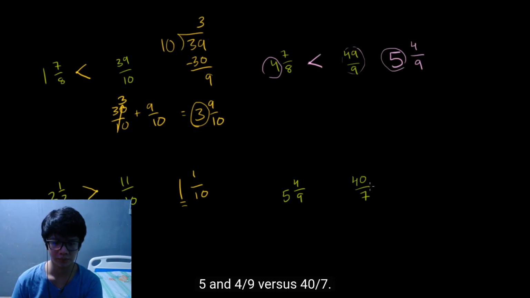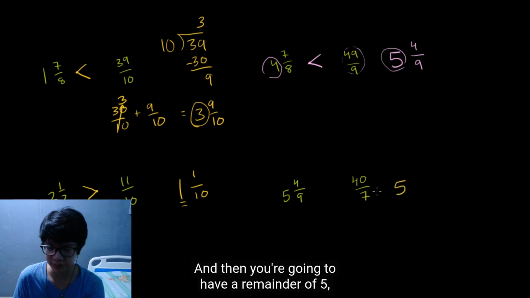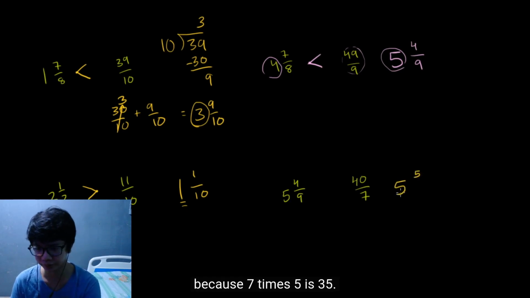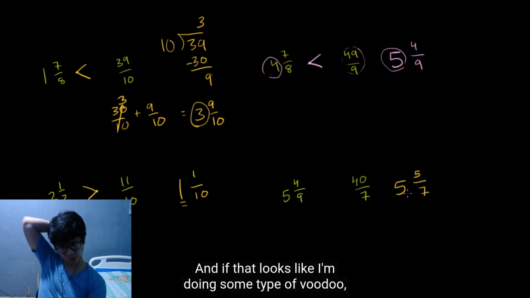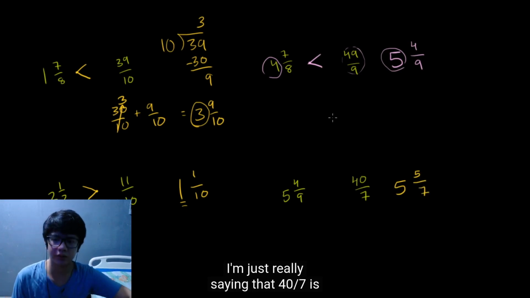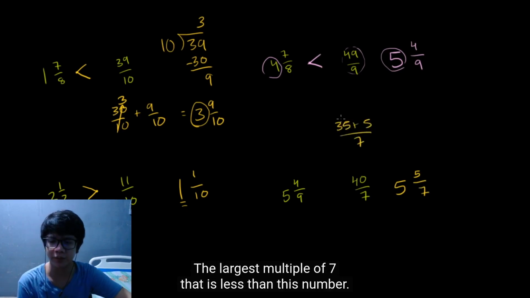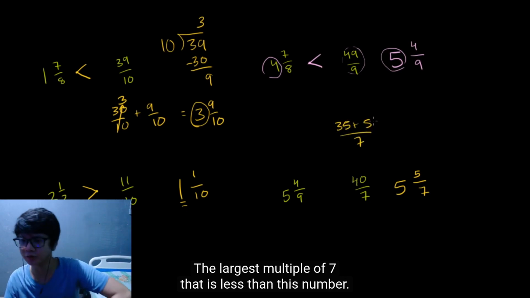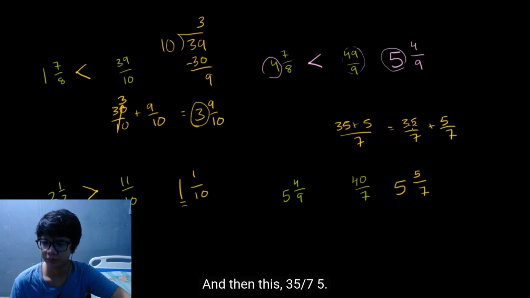5 and 4/9 versus 47 over 7. Oh, this 7 goes into 40. So let me rewrite this. 7 goes into 40 5 times. 5 times 7 is 35. You have a remainder of 5 to get to 40. So it's 5 and 5/7. If that looks like I'm doing some type of voodoo, just remember, I'm really just breaking it up. I'm saying that 40 over 7 is the same thing as 35 plus 5 over 7. The largest multiple of 7 that is less than the number is 35. And this is the same thing as 35 over 7 plus 5/7. Then 35 over 7 is 5, and 5/7 is just 5/7.